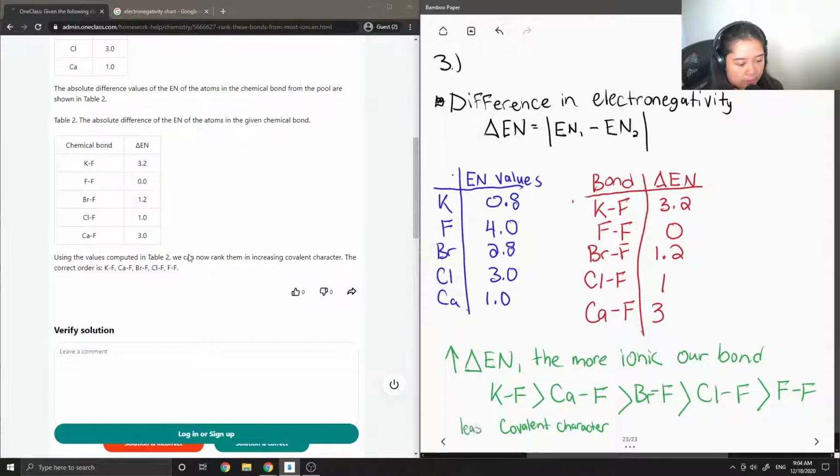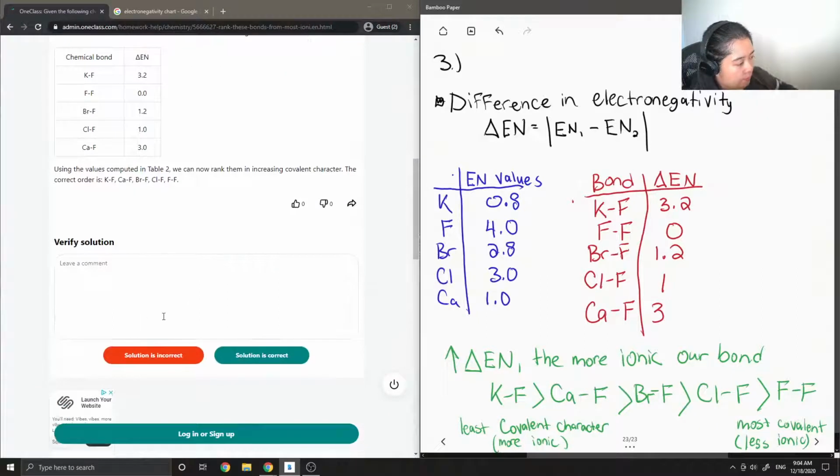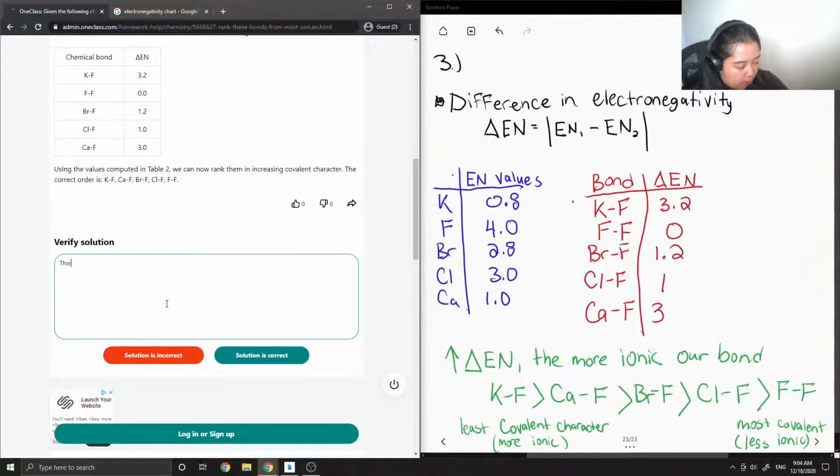So when you have a bond that is least covalent, that means it is more ionic. And when you have a bond that is most covalent, that means it is less ionic. Okay, so this solution is correct.